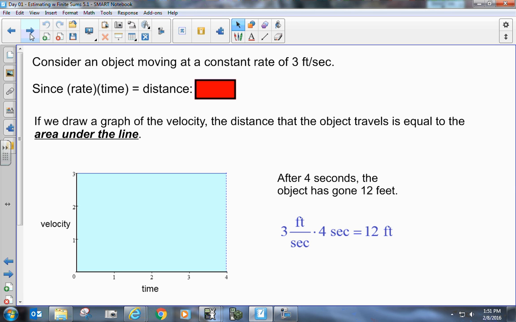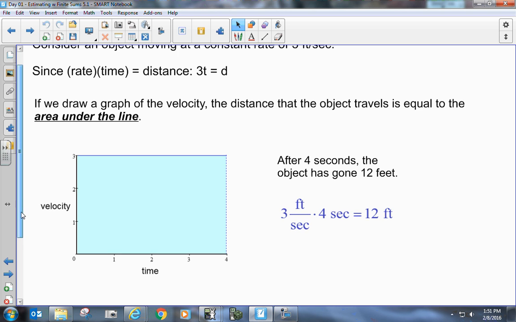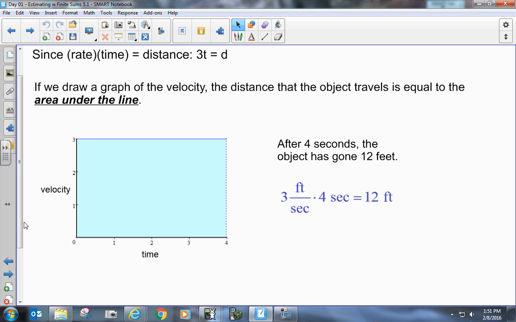So, anyways, consider an object moving at a constant rate of 3 feet per second. Okay? We have an object moving at a constant rate of 3 feet per second. Since rate times time equals distance, 3, which is our rate, times our time would give us our distance. No surprise there. But if we draw a graph of the velocity, which is right here, the distance that object travels is equal to the area under the curve.